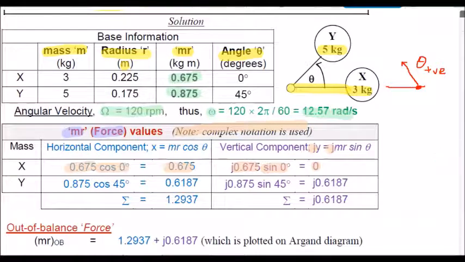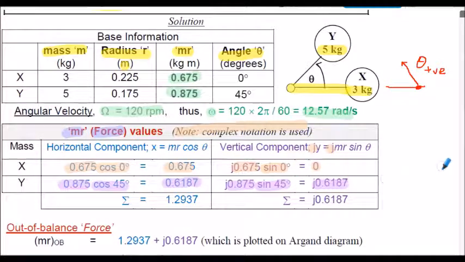And then I do the same for the y mass. In this case, the MR value above is 0.875. The angle is 45 degrees. It's 45 degrees round here. So I can work out my MR cos theta value, and I just do exactly the same, but for the sine theta value, work out my J value if we want to there.